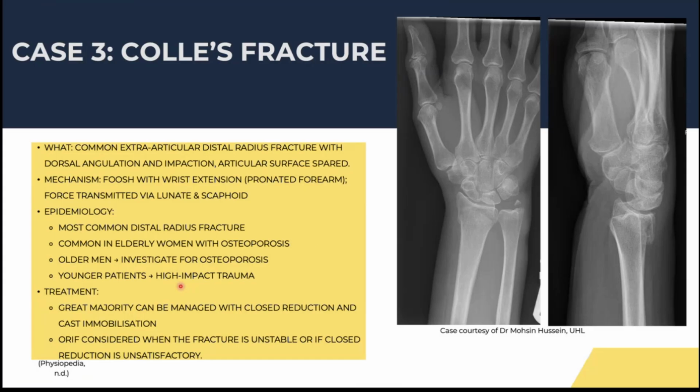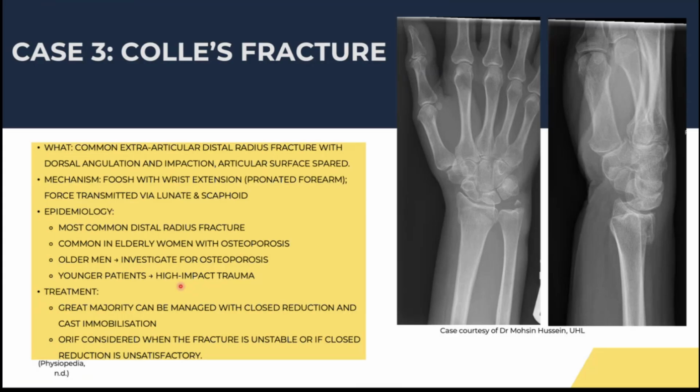And it is often done with a Fuchs mechanism. They've fallen on wrist extension, and they've pronated their forearm a bit. So that force is transmitted through the lunate and the scaphoid, and then it causes that fracture distally. If the fracture extends into the joint itself, so if it's an intra-articular fracture, this is actually known as a Barton's fracture, not a Colles fracture. So it's only a Colles if it's extra-articular, so it's not communicating with the joint space.